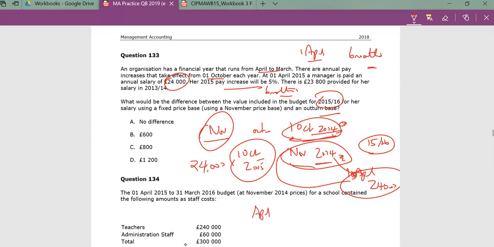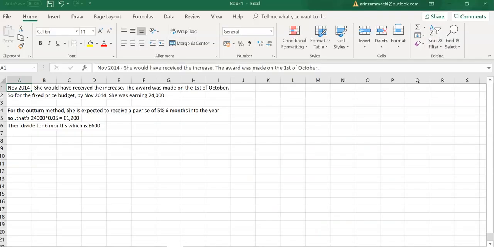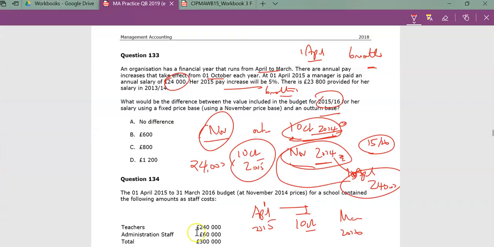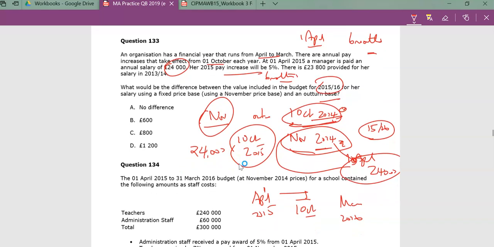So for the April 2015 to March 2016 budget, as far as the outturn is concerned, we must consider forecasts. There's a forecast for the 1st of October saying she's going to get this pay rise. So we start from here, and we multiply that by 5%. If I come back to my spreadsheet over here, we multiply that by 5%, and that's 1,200, and we find what 6 months' worth is, and that's why we have 600 as an answer. So 600 is your answer for this, right?